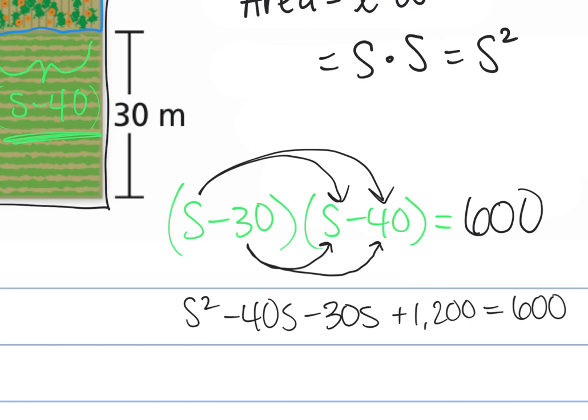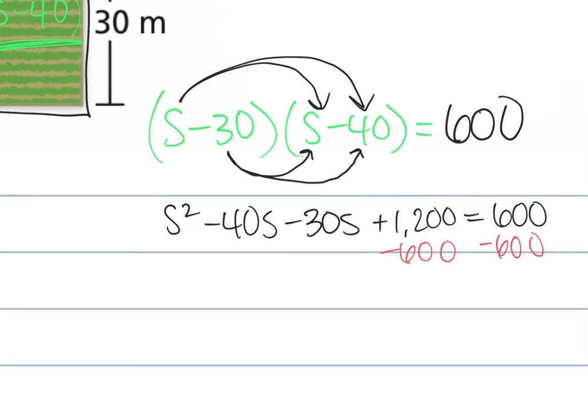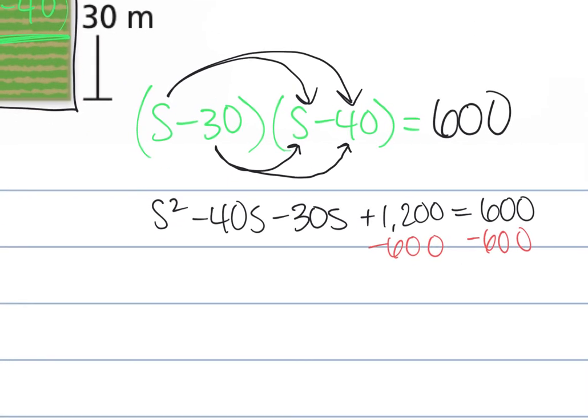So what should we do so we can use the zero product property here? Subtract 600 from both sides. We should also combine like terms. What terms are going to get combined, guys? The 40s and the 30s, okay? So those two are going to combine. We should get negative 70s, right? So s squared minus 70s, and then this is now going to be plus 600, right? Equals 0.